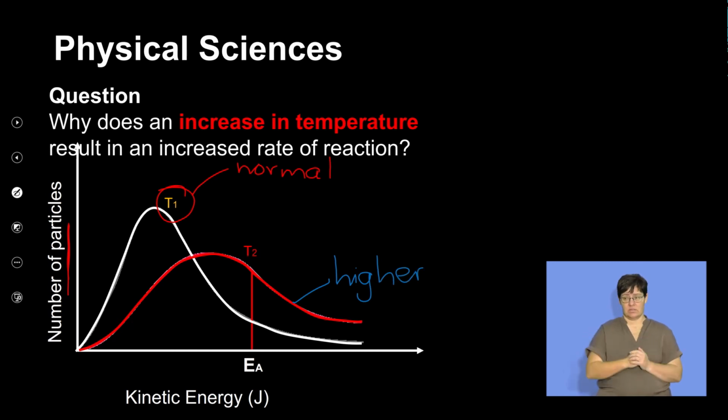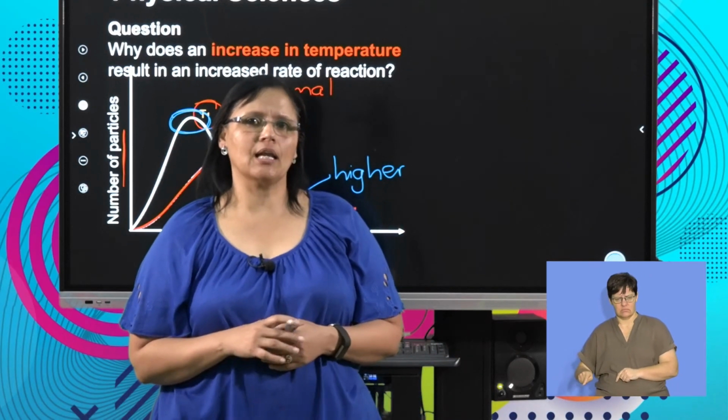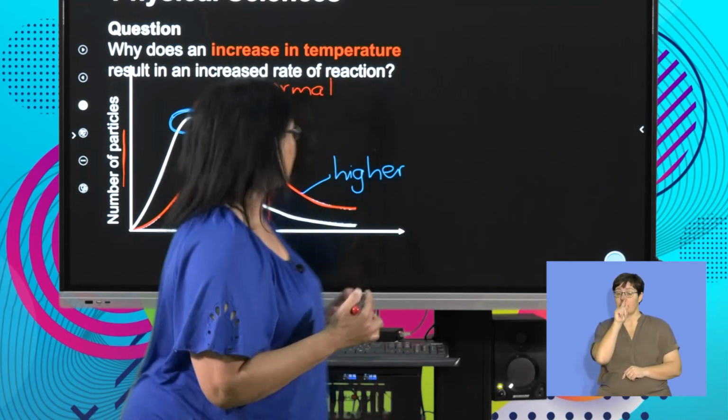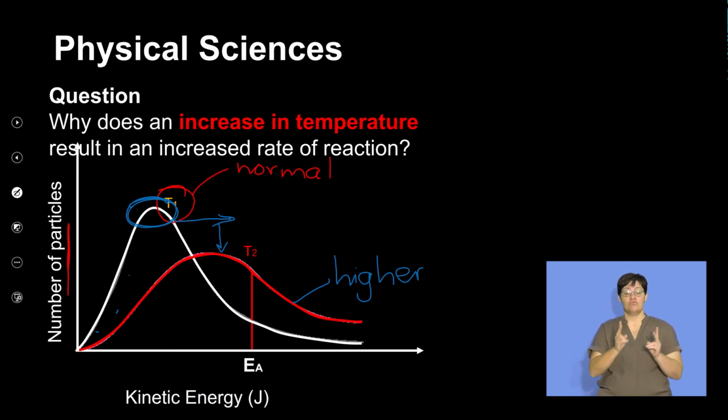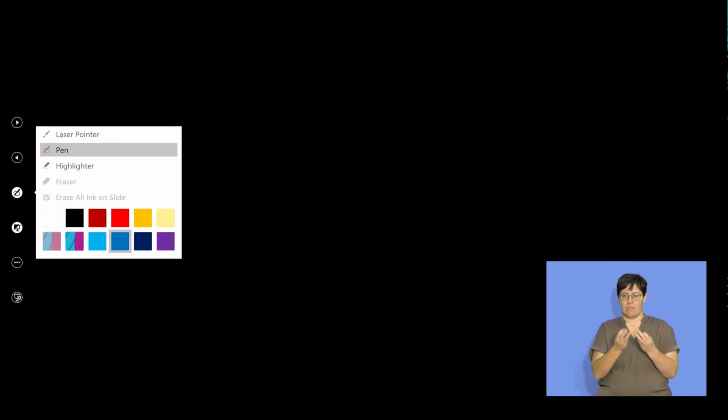Now what I want you to see here is that the peak of my normal curve actually moved to the right and it moved lower down. Now why do we have a lower peak? Why is the peak now a bit lower? You should remember that in this normal distribution, there is a number of particles. And in this distribution at a higher temperature, we still have the same number of particles.